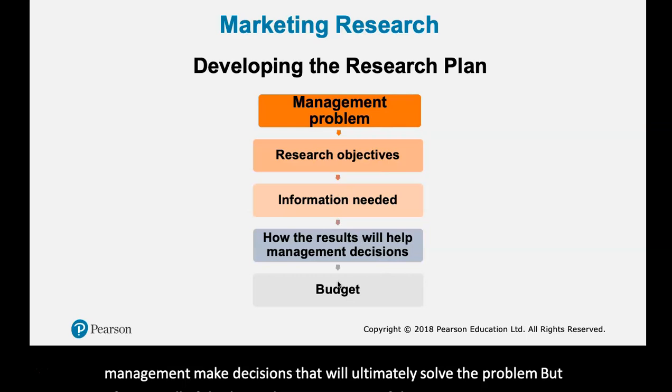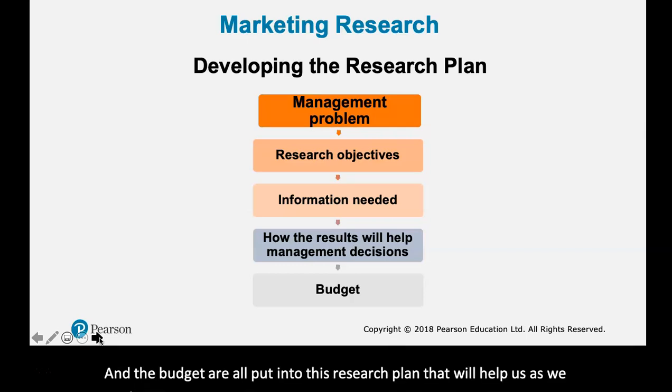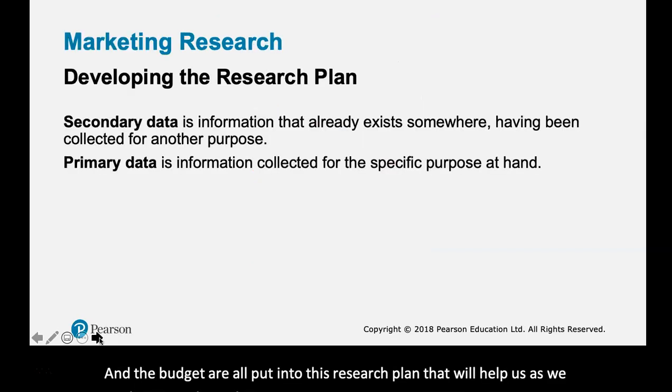But of course, all of this has to have some type of a budget. We just don't have an open checkbook to do the research from or for. So it's important that as we're developing this plan, the problem, the objectives, the type of information needed, how the results are going to help management, and the budget are all put into this research plan that will help us as we implement or have the research done for us.